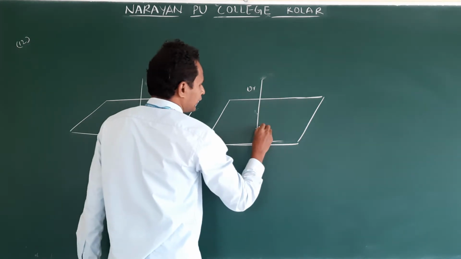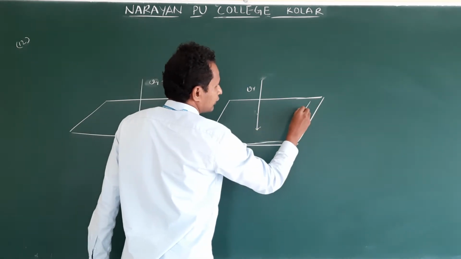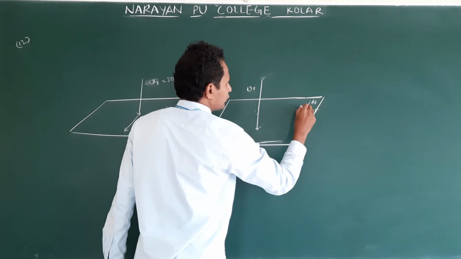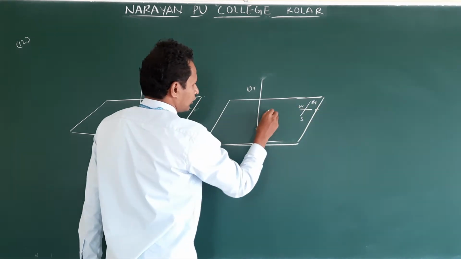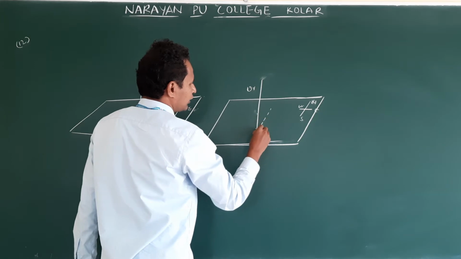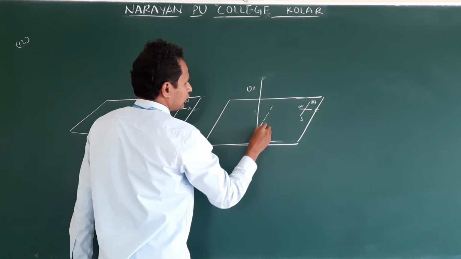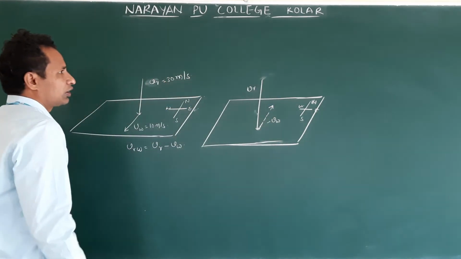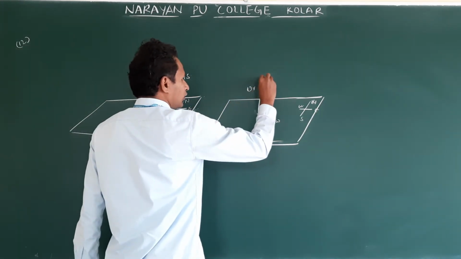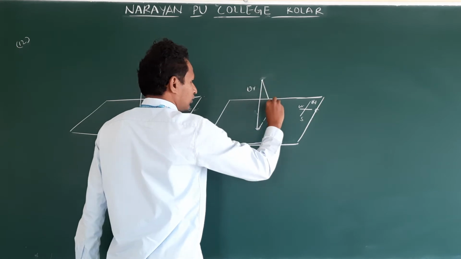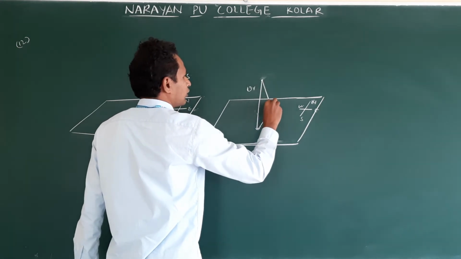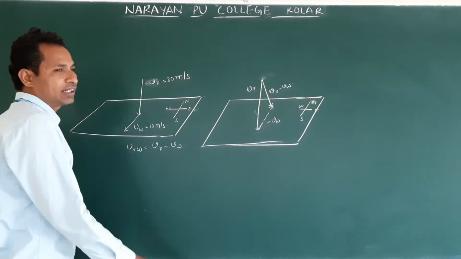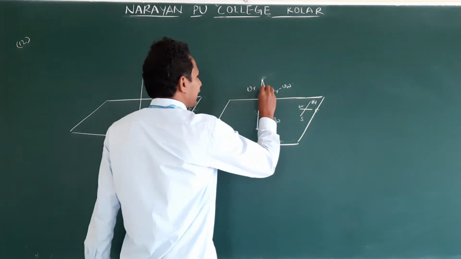Now I'll make it. This is east to west, north to south. So I reverse the vector. This is what? Minus VW. Clear? Now this is VR minus VW. Are we correct? Then this angle we need to find.